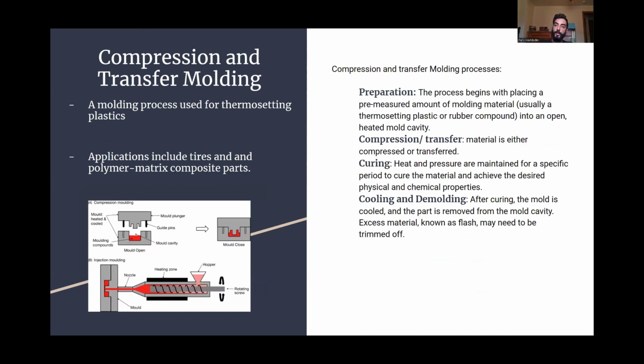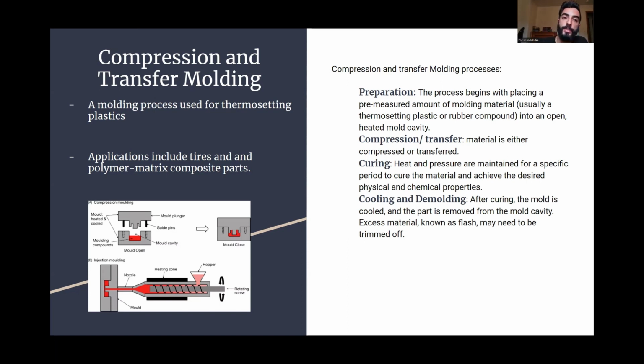Compression and transfer molding share a lot of similarities too. So the process for both goes as follows. We prepare at first, deciding how much material we're going to use, what thermoplastics, and all that. If we're going with compression molding, then we compress the material. If not, we transfer it to another mold and then compress it as well. After the compression or transfer is done, curing happens, which is heat and pressure are maintained on the mold. And when it's done, of course, cooling happens.